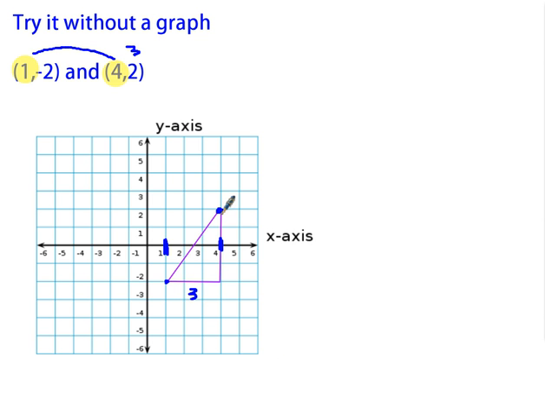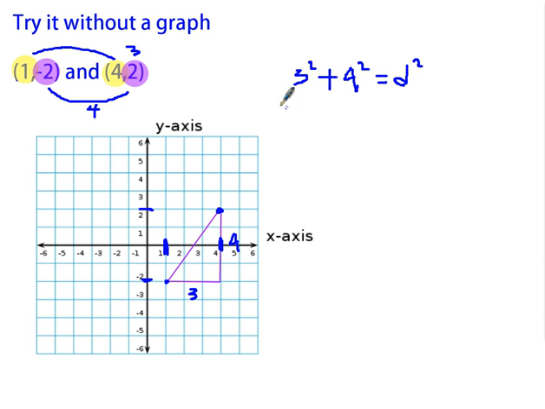Now this line right here is the distance between the y value of -2 and the y value of 2. Negative 2 and 2. We can see that that distance is 4 and that distance there is 4. So I would have 3 squared plus 4 squared equals my distance squared.